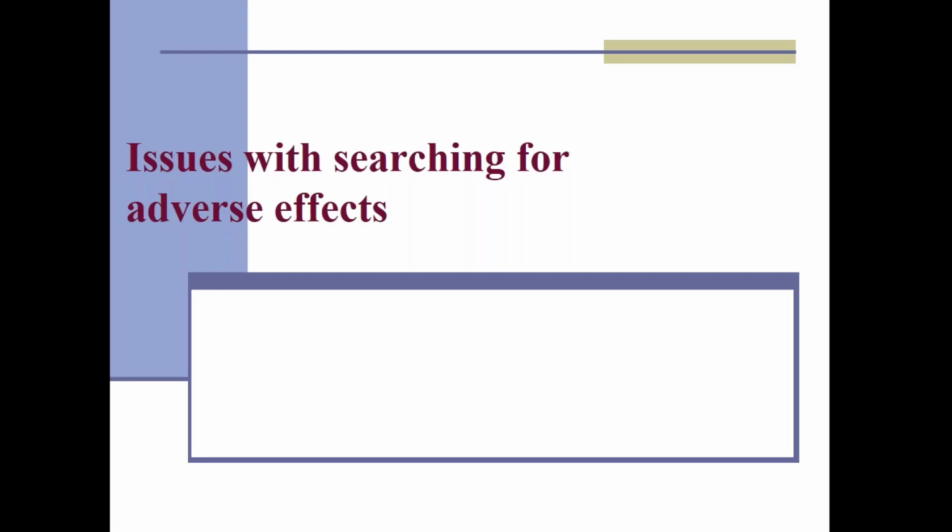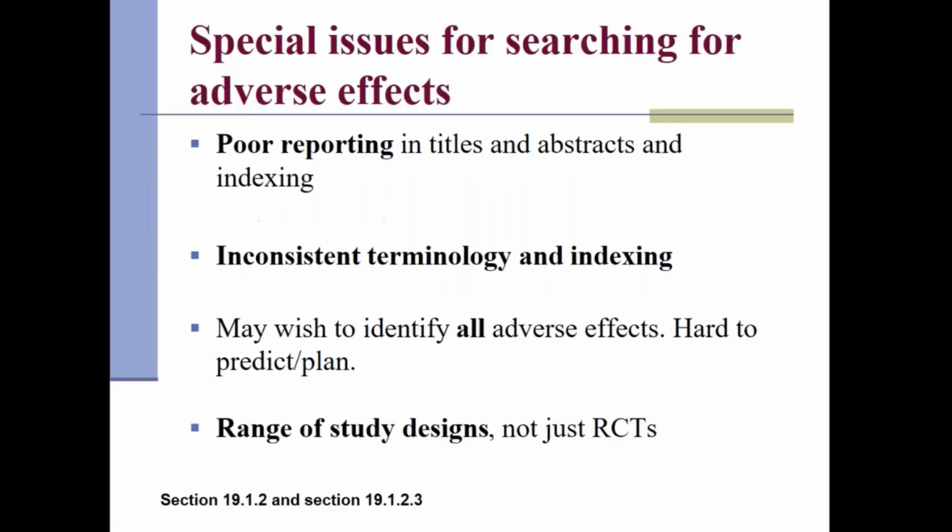Many of the issues are the same as you would get with searching for efficacy studies. But there are some that are special issues when searching for adverse effects. A particular concern is the poor reporting in the titles, abstract and indexing of bibliographical databases. This is because adverse effects are often a secondary or even tertiary outcome in the primary studies, and therefore aren't in the title and abstract and indexing, although there may be some really good information in the full text.